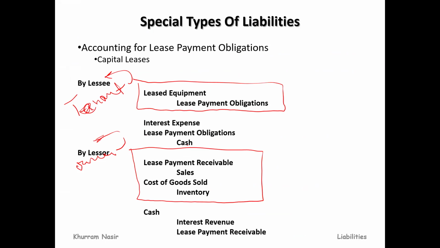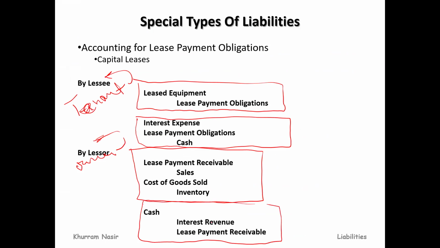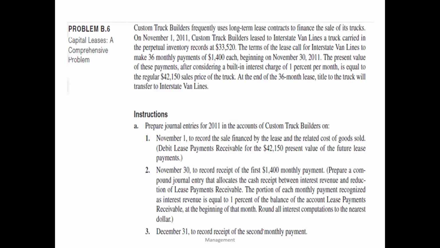cash is going to be credited when the payment is made by the lessee. A portion of that amount will be recorded as interest expense, and the remaining portion will be recorded as lease payment obligation, as it's going to decrease the liability. In case of the lessor, cash will be debited. The interest expense, which was recorded for the lessee, will be interest revenue for the lessor, and lease payment receivable will be credited for the lease.